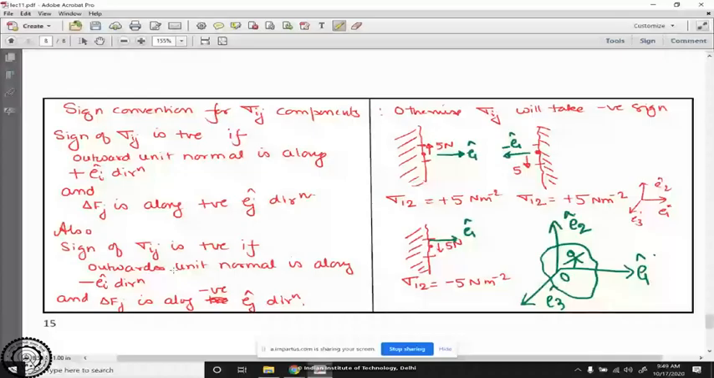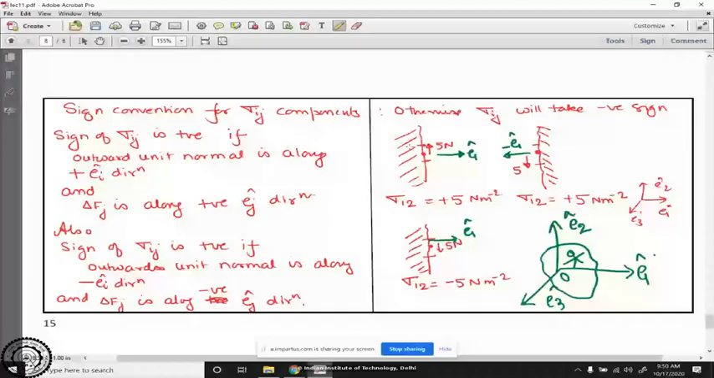If both the outward normal and the force vectors are pointing towards the positive Ei direction and Ej direction, then it is positive, and if both of them are negative, even in that case sigma ij keeps its positive sign. I have some examples here. Otherwise, sigma ij will take a negative sign. If these two rules are not applicable, then in all other cases sigma ij will have a negative sign. So I have some examples here.